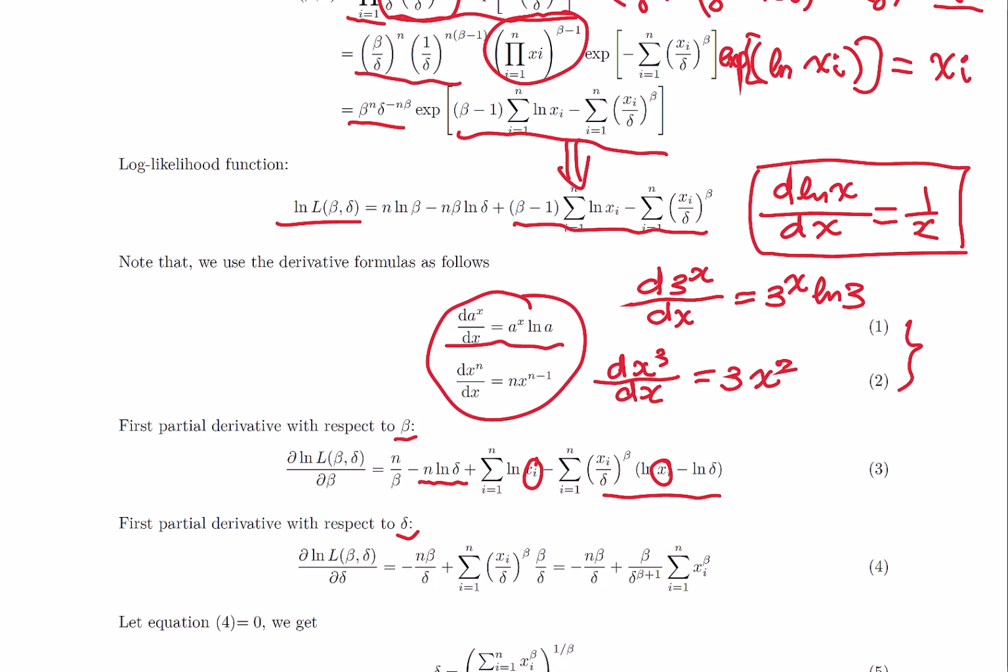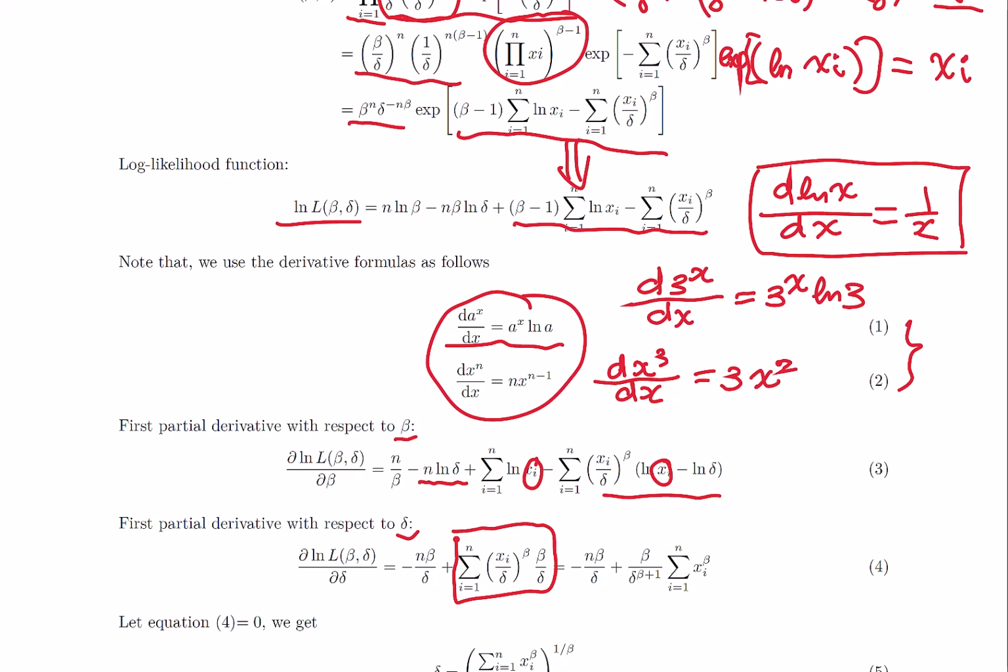In terms of delta, this is like a power function, because beta here you can take as a constant now, because delta is the variable. So that's why we got this, okay? This is the derivative, and we simplify a little bit.